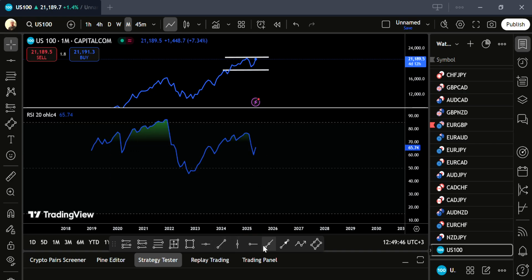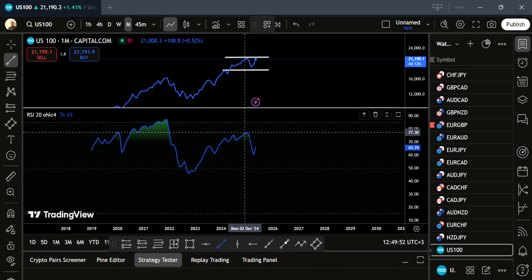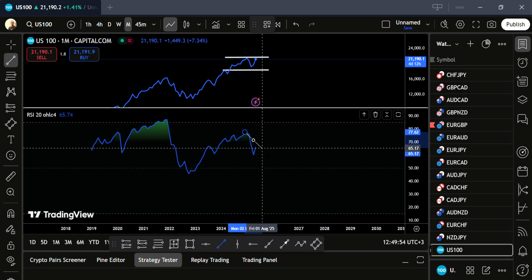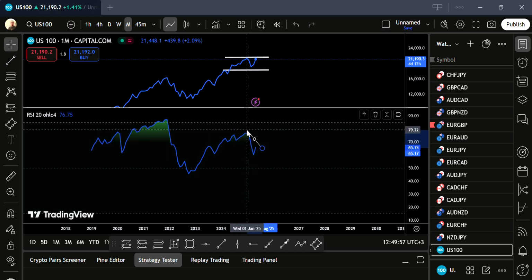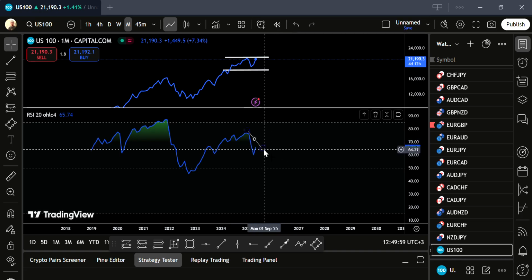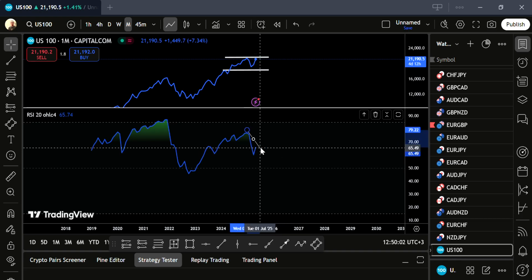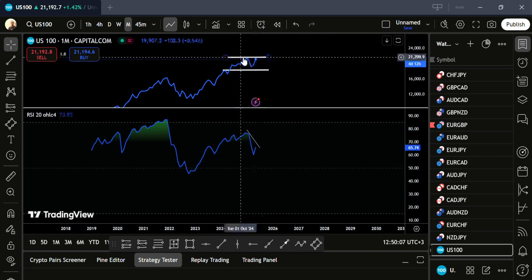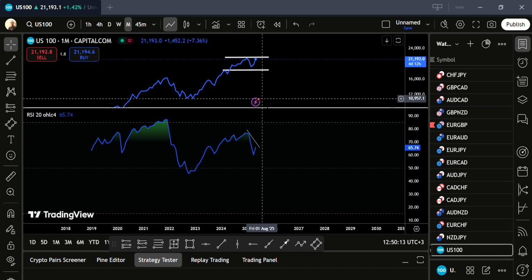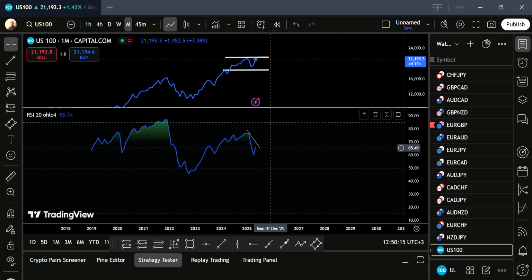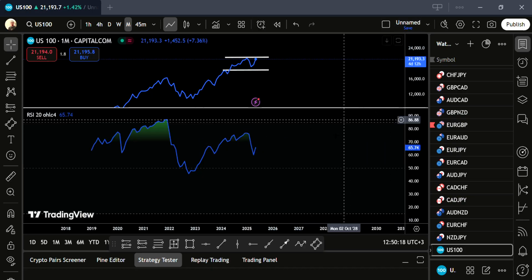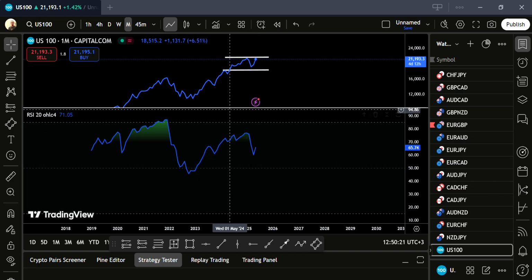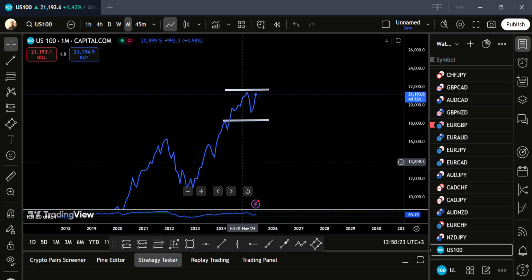Let me draw for you. Where is this one here? You see? You see this top is slanting down, but this one is on the same level. So it's telling you that this bullish movement here is lacking momentum, and we might be heading to the downside. So that is on the monthly time frame.